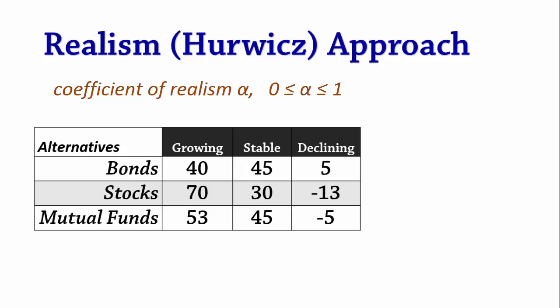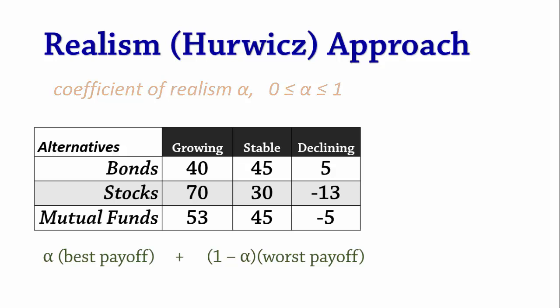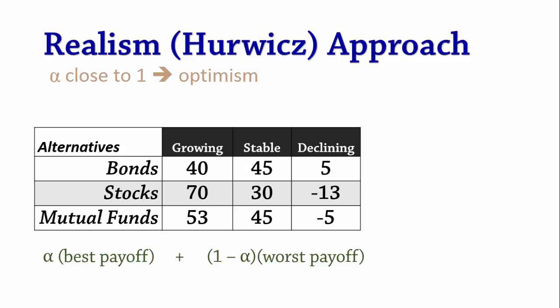For each decision alternative, the approach here is to multiply the best payoff by alpha, multiply the worst payoff by 1 minus alpha, and then add the two results. Note that when alpha is close to 1, the decision maker is optimistic. And when alpha is close to 0, the decision maker is pessimistic.